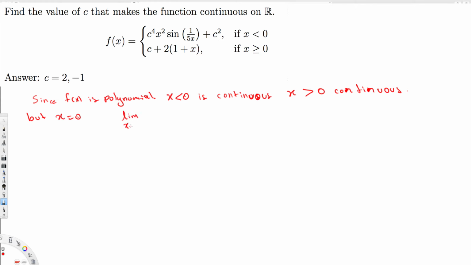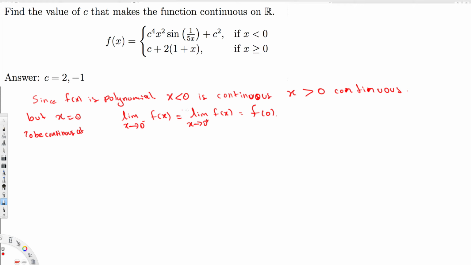the limit as x approaches 0 from the left side of f of x should be equal to the limit as x approaches 0 from the right side of f of x, which should be equal to f of 0. So this is the condition it has to have in order to be continuous at x equal to 0. So this is the condition it has to follow.